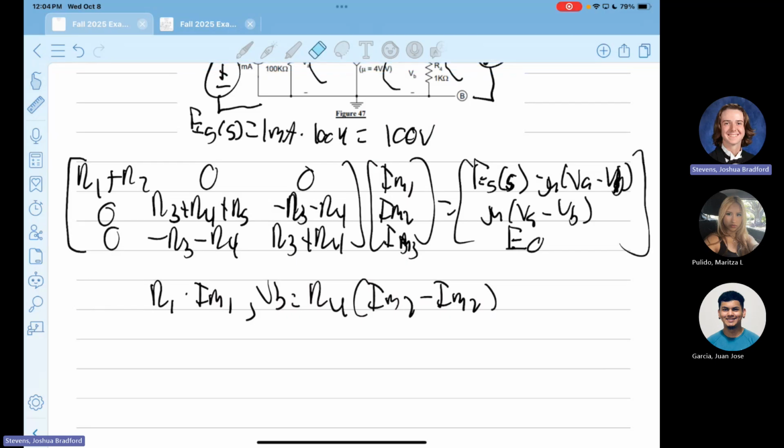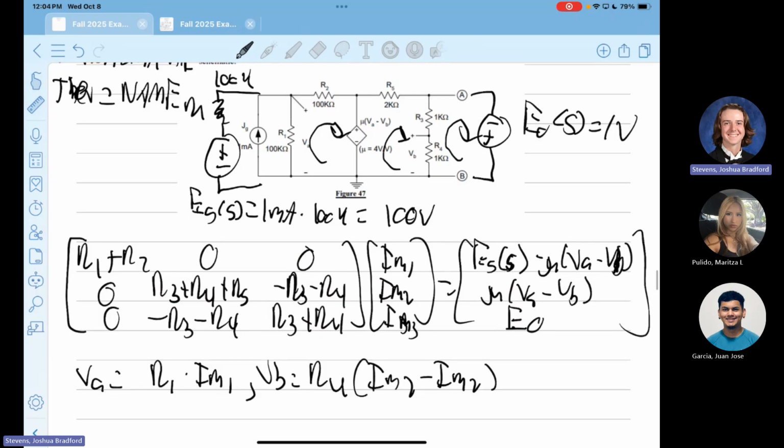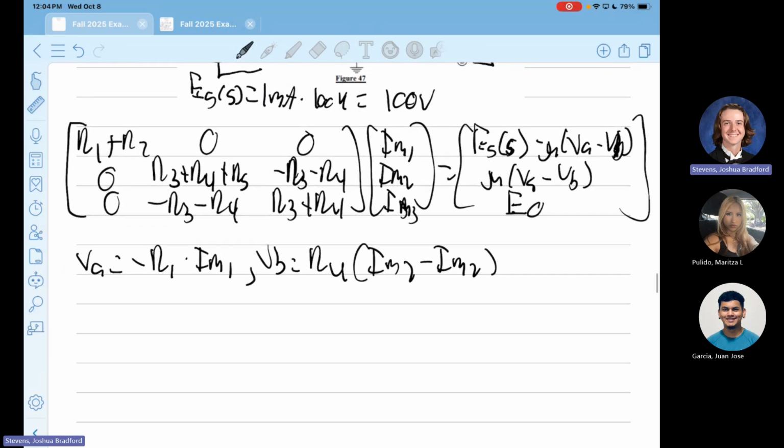I also forgot to mention about VA. Is it positive or is it negative? We said that it's R1 times IM1. But the polarity is going into the negative of VA. Therefore, it is positive or negative? Negative. I agree. That's important.